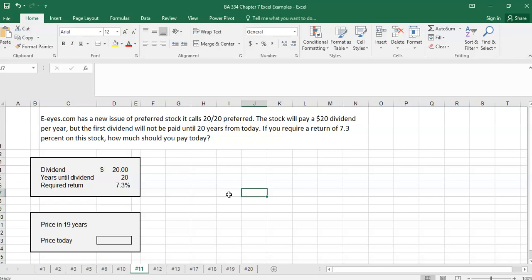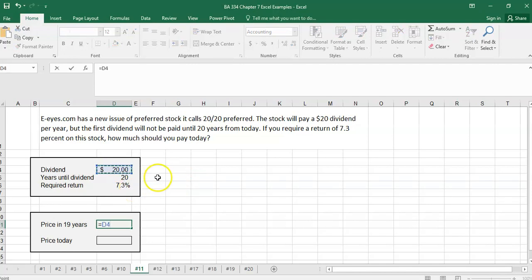So we need to know what the price is in 19 years, so we need to know what the dividend 20 years from now is going to be. So the price in 19 years is the dividend, which will be $20, divided by our required rate of return. So that's the preferred stock model or the perpetuity model. So our price in 19 years is going to be this dividend of $20 divided by the required rate of return.